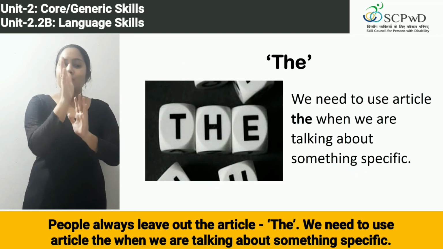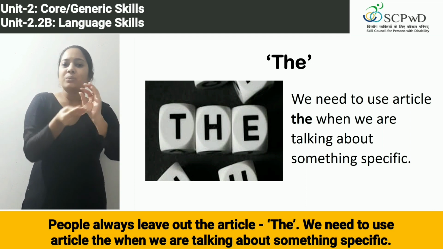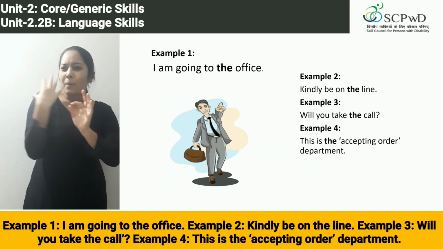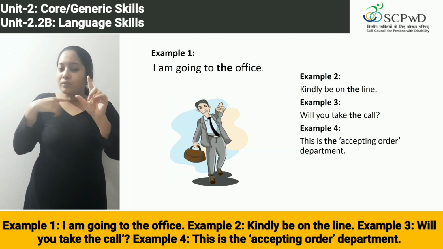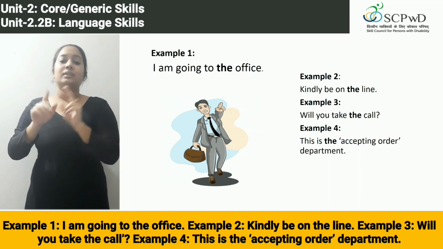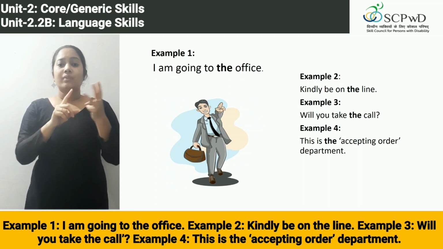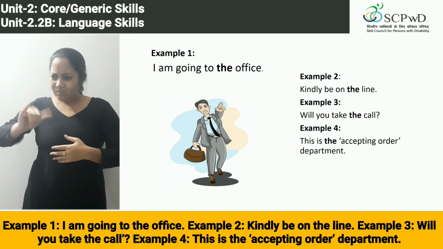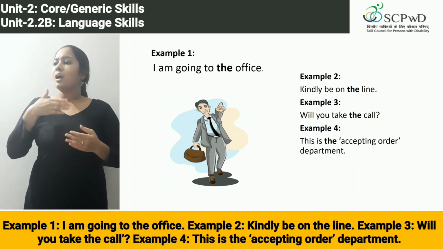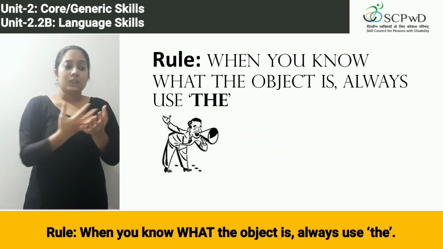People always leave out the article the. We need to use the article when we are talking about something specific. Example 1. I am going to the office. Example 2. Kindly be on the line. Example 3. Will you take the call? Example 4. This is the order accepting department. Rule: when you know what the object is, always use the.